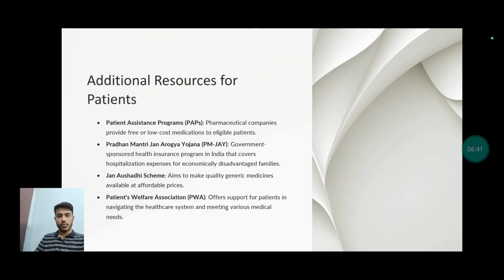Jan Aushadhi scheme. It aims to make quality generic medicine available at affordable prices. Their prices are certainly lower than many branded drugs. And thirdly, Patients Welfare Association (PWA). It offers support for patients in navigating the healthcare system and meeting various medical needs. So these are some additional resources which can again be used for increasing patient compliance.